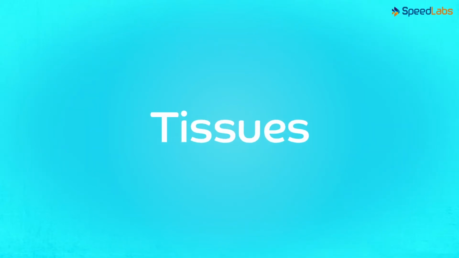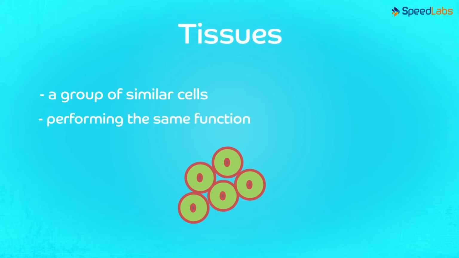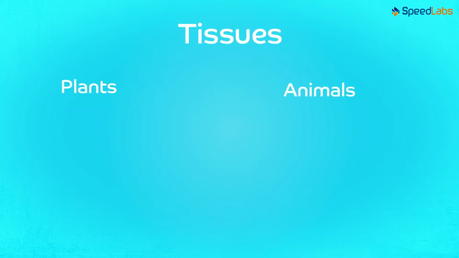We have had a good look at the concept of tissues. So how do we define them? Yes, in simple words, tissues are a group of similar cells performing the same function. We have also taken a look at the fact that tissues in plants and animals are completely different.